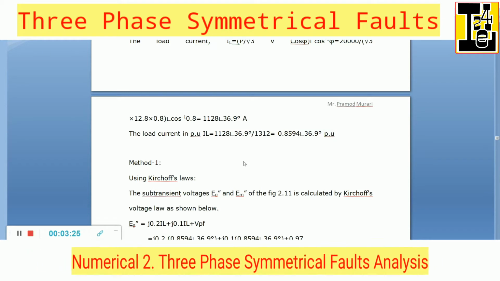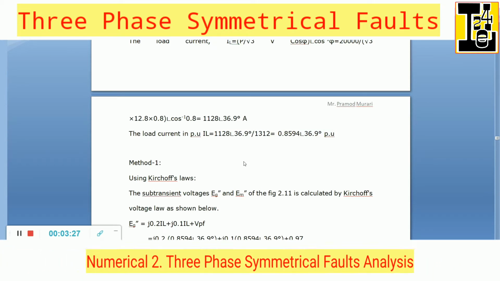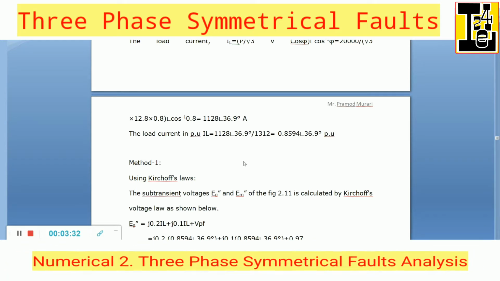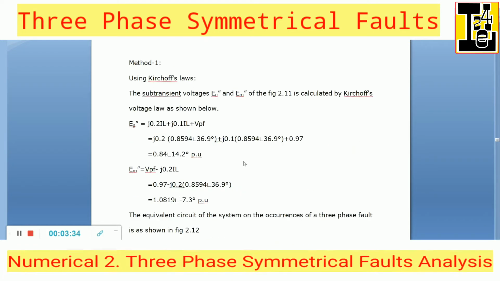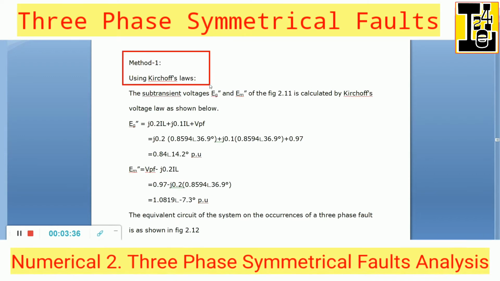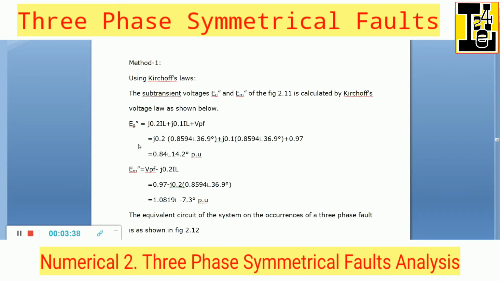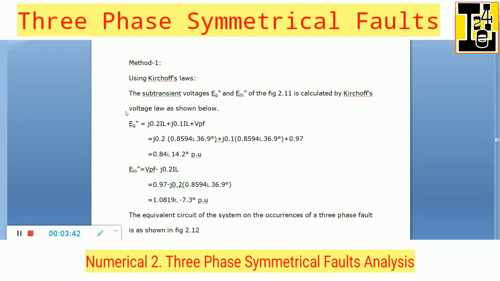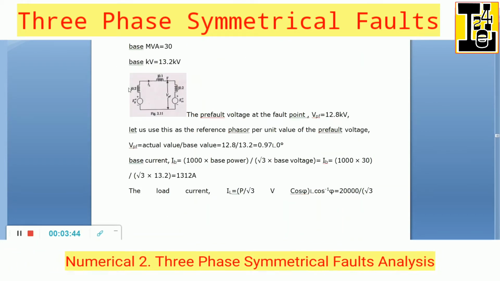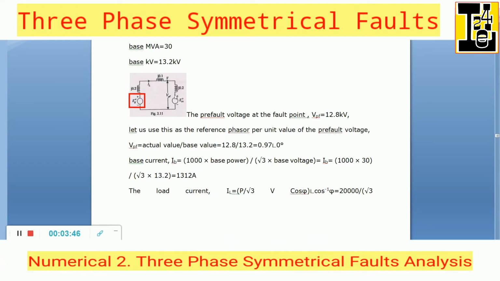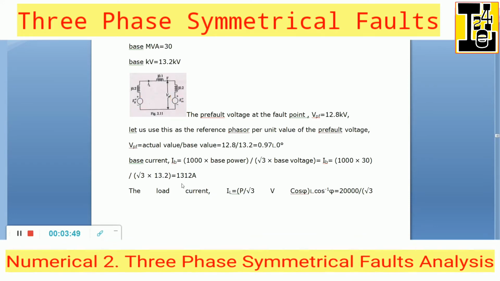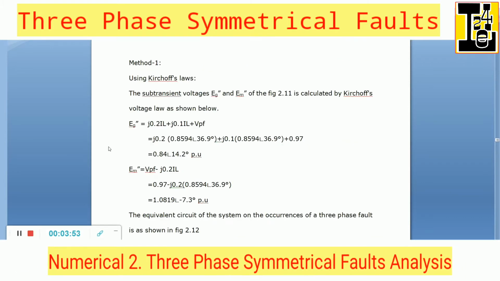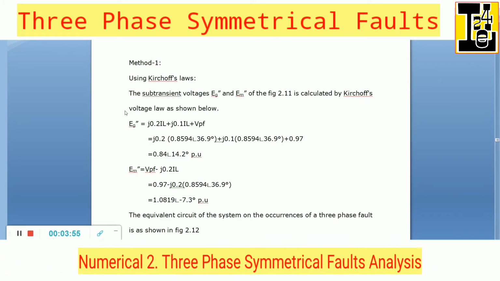So there are two methods in calculating the subtransient voltages as well as currents. The first method is using the Kirchhoff's laws. The subtransient voltages EG double dash and EM double dash of the figure are calculated by Kirchhoff's voltage law as shown below.